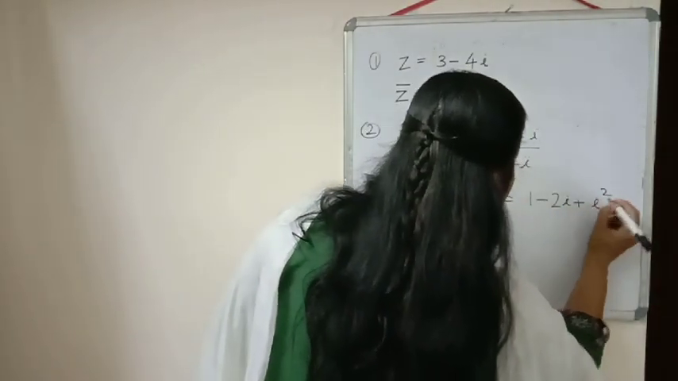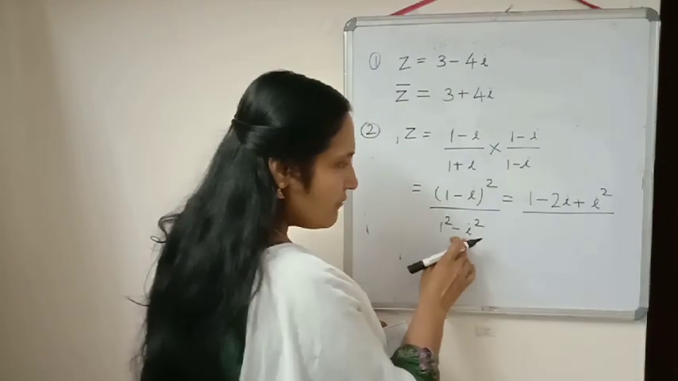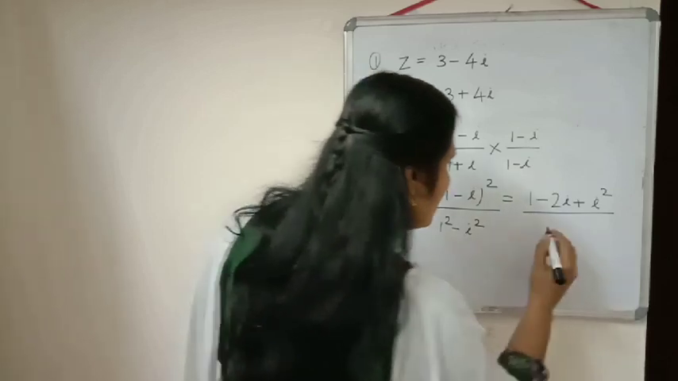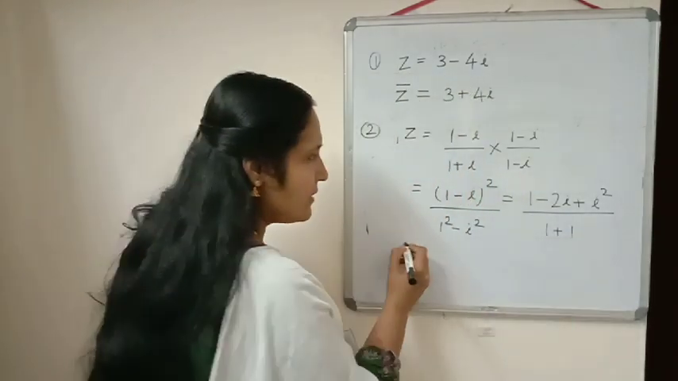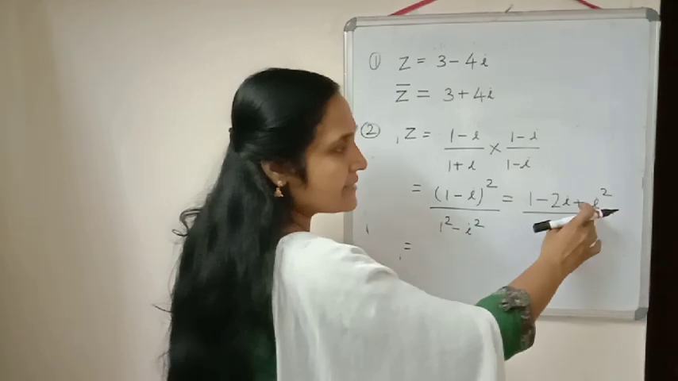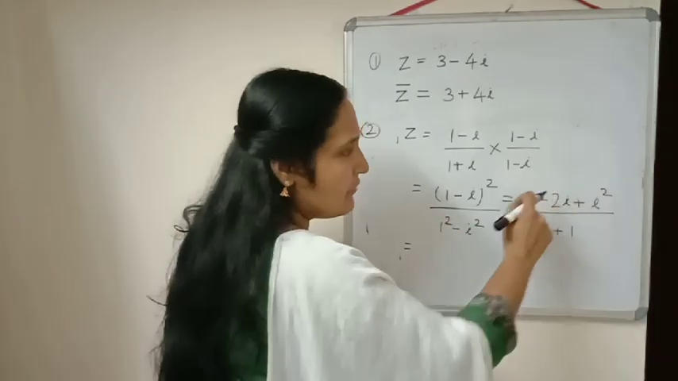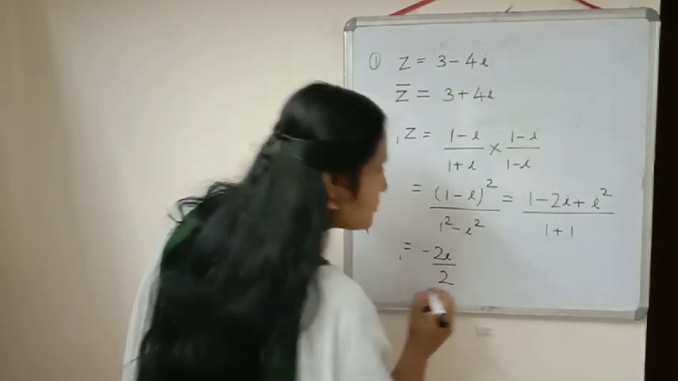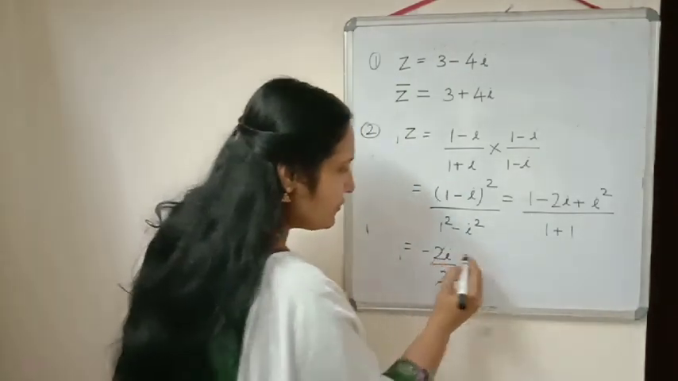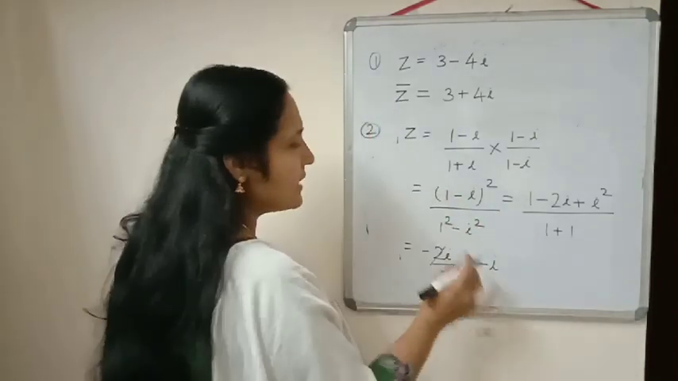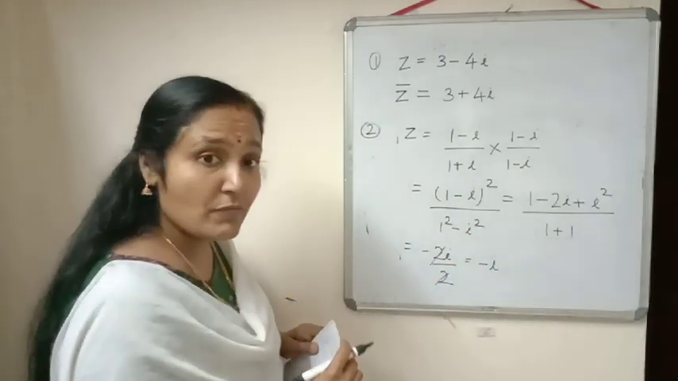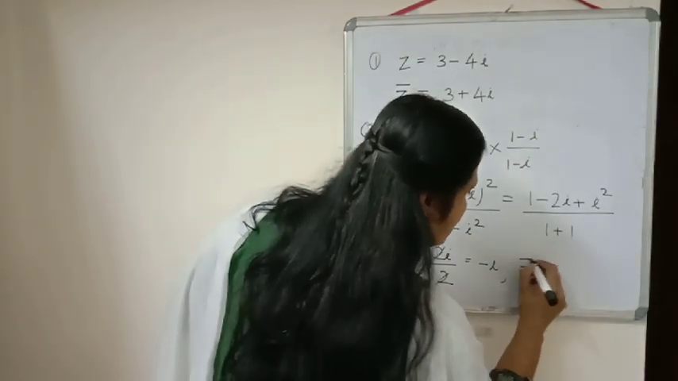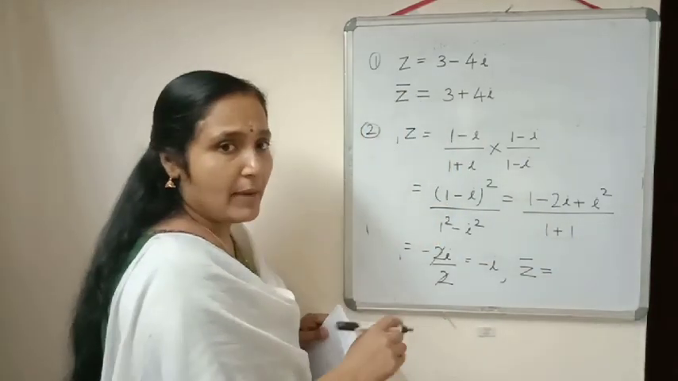So plus i square by, what is the value of i square? i square is equal to minus 1. So it will be equal to 1 plus 1. Now in the numerator i square is equal to minus 1. Then 1 and minus 1 will get cancelled. So remaining it will be equal to minus 2i by 2. 2 and 2 will get cancelled. We will get z is equal to minus i. But what we have to calculate? We have to calculate z bar, its conjugate. So according to the concept, replace i by minus i.